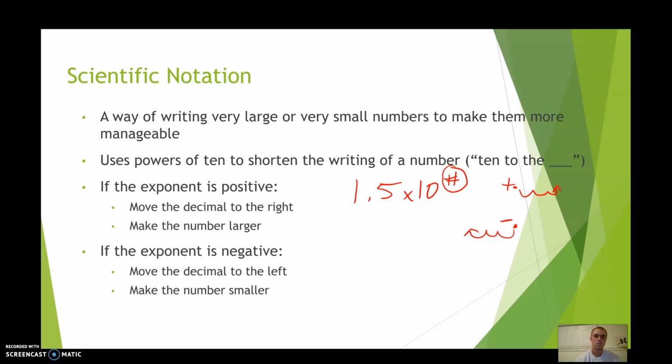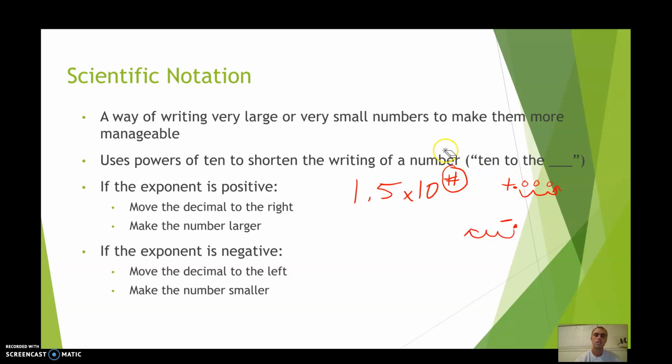That's my next bullet point. So if the exponent is negative, the decimal gets moved to the left. And when the decimal gets moved to the right, that number becomes bigger. I'm filling in each one of these spaces here with what would be a 0.